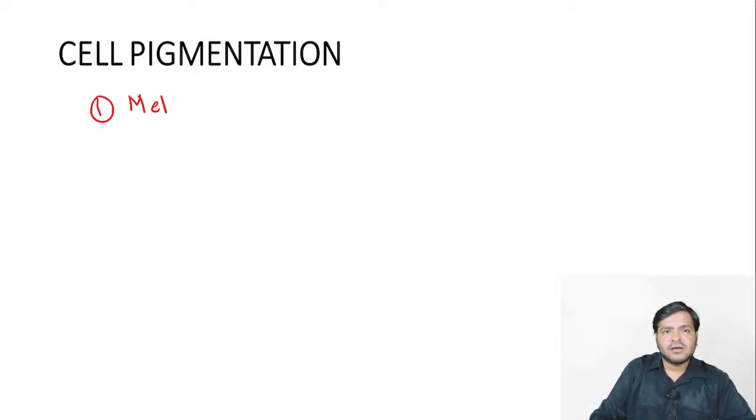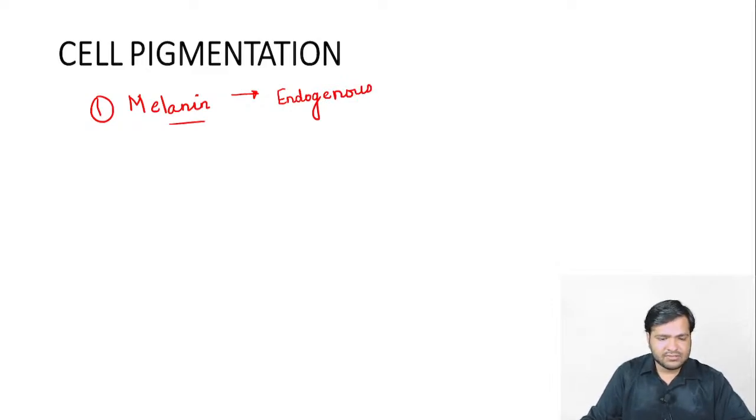First one, that is the melanin. Okay, melanin, you already know melanin is responsible for your skin color. It is the endogenous black pigment. Endogenous means which is synthesized in our body. Endogenous black pigment.